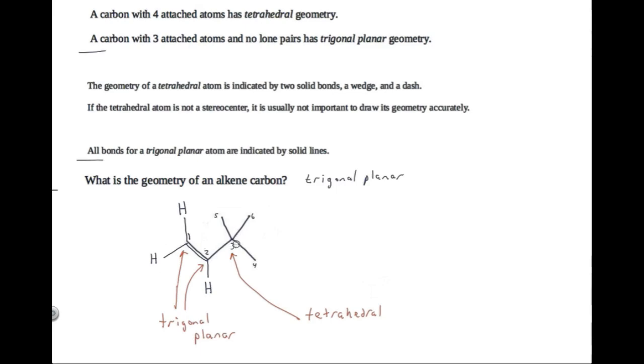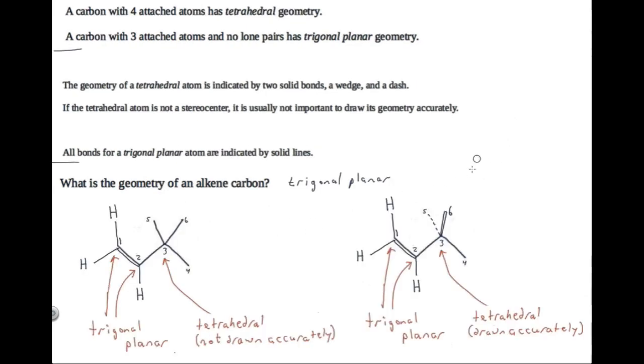But just for practice, why don't you redraw the geometry at carbon 3 correctly? Well, here's a more accurate way to show the tetrahedral geometry at carbon 3. Now we're accurately showing this tetrahedral geometry with two solid bonds, a wedge, and a dash.